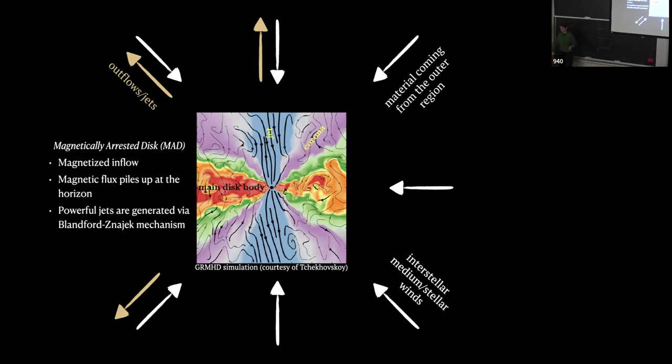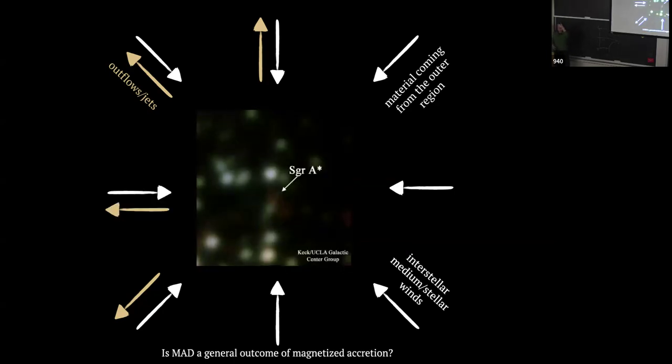We somehow have a torus around the black hole. And of course, another elephant in the room is that Sagittarius A* shows the presence of strong magnetic fields, but also doesn't show a jet. So it's interesting to understand if the magnetically arrested disk scenario is actually a generic outcome of magnetized accretion.